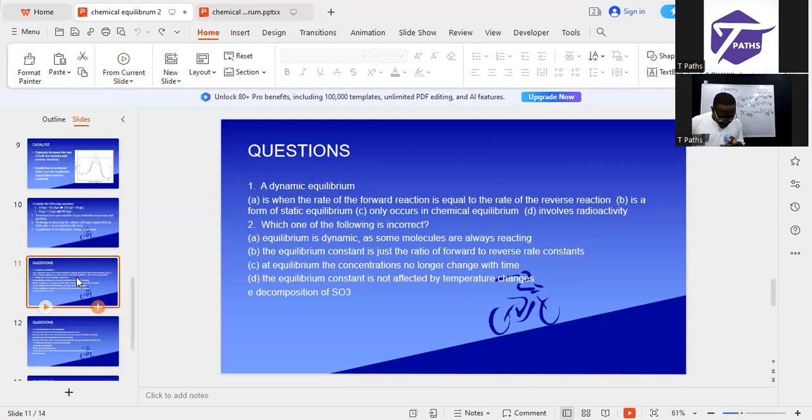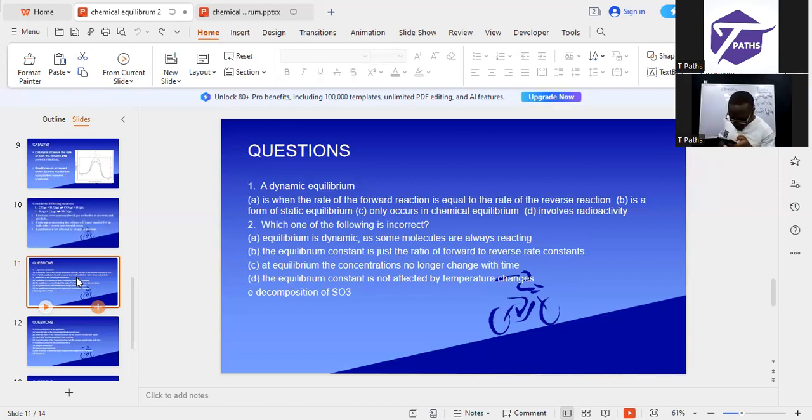And you can look at the options there. Option A, equilibrium is dynamic as some molecules are always reacting. Okay, B, the equilibrium constant is just the ratio of the forward to the reverse. That is true. Option B is correct, it makes sense. C, at equilibrium, the concentration no longer changes with time. Yes, that is true.